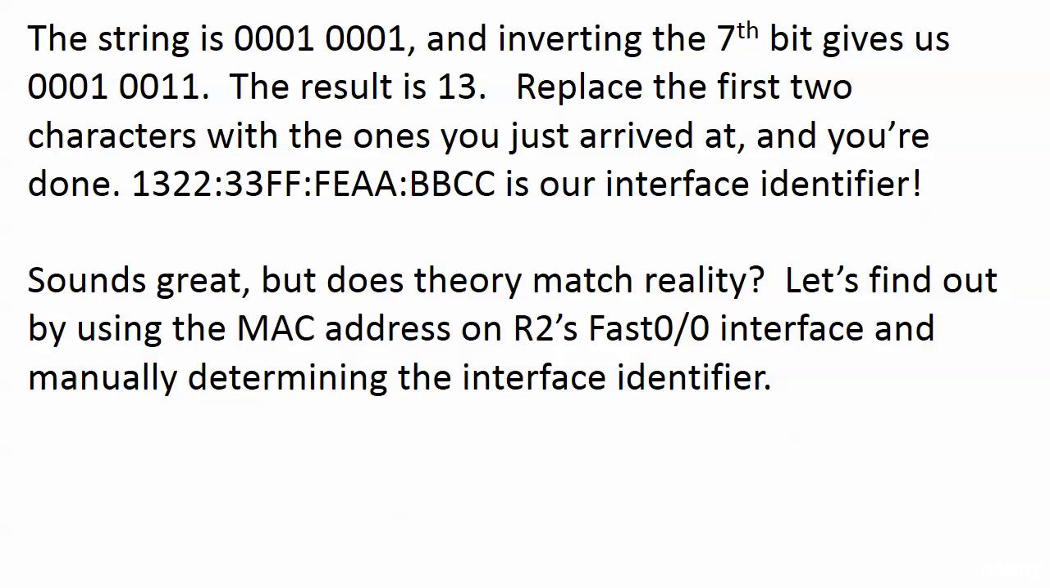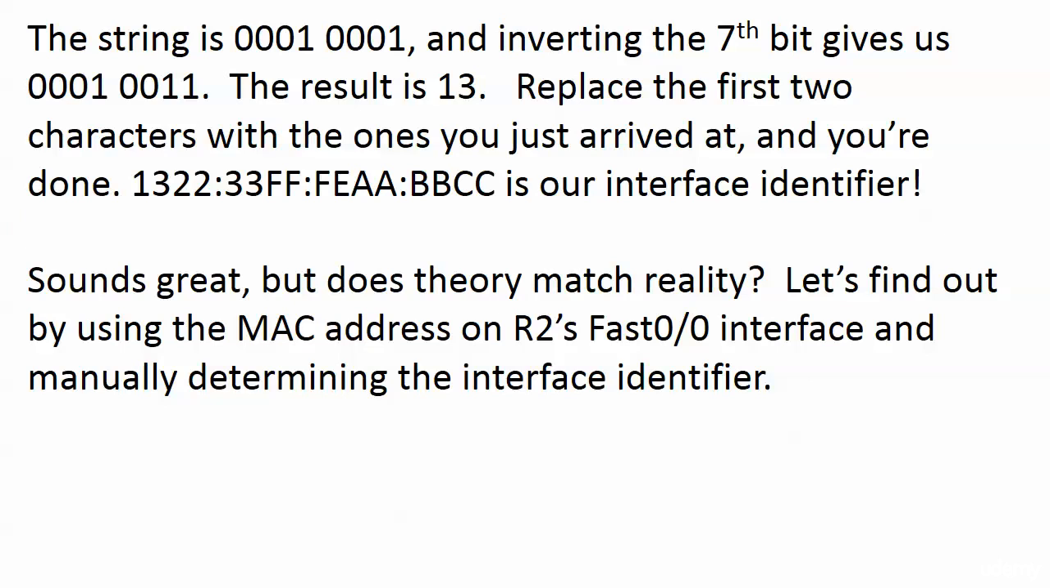Now, the string to begin with was 0001 0001. You invert that seventh bit, and we get 0001 0011. And the result is 13, because the 2 and the 1 bits are now set for the second value. All you do is replace the first two characters with the ones you just came up with, and you're done. And our interface identifier is shown on the screen, and now it begins with 1322.